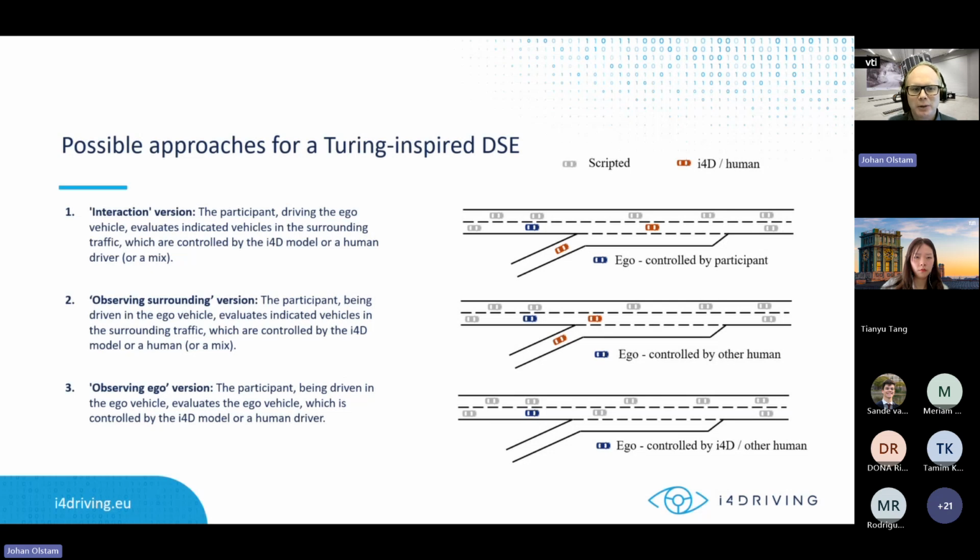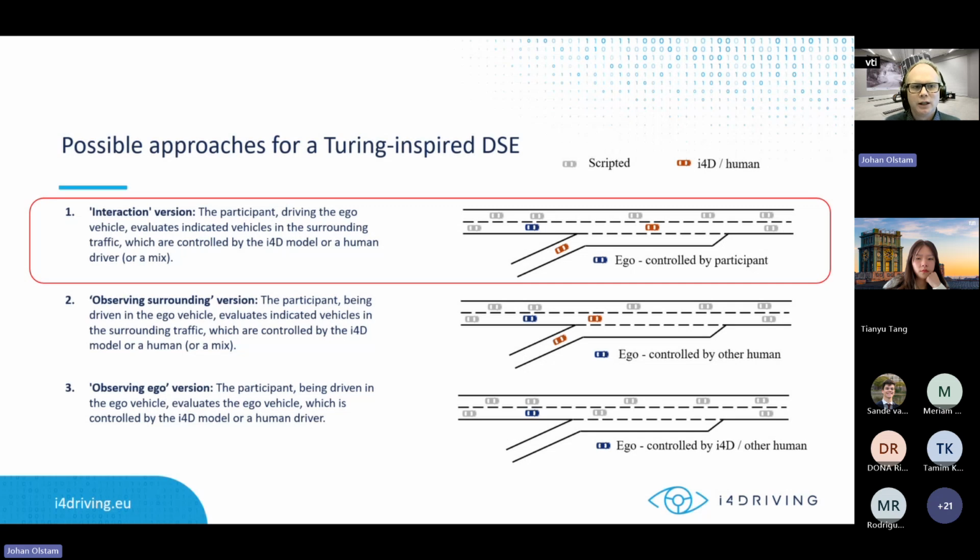For a Turing-inspired driving simulator experiment, we thought about several different versions. The first one, which we call the interaction version, is where you drive and then interact with another vehicle or several other vehicles, which are either controlled by the model or another human. The second one would be what we call an observing surrounding version. That's more like you ride a vehicle and then you observe the interaction of that vehicle with other vehicles that could either be controlled by a human or the model. And the last one is that you're driven by a vehicle either controlled by the human or the model. And in the end we decided to go with the first one, which is also closer to the original Turing test, where you have the possibility to choose yourself how you interact with the other vehicles in order to test how the vehicle behaves in different situations.